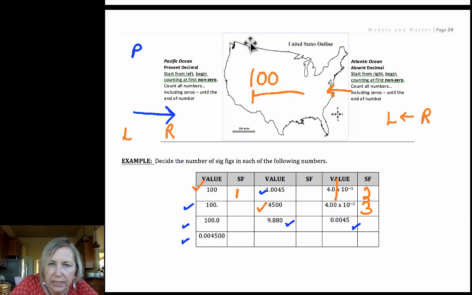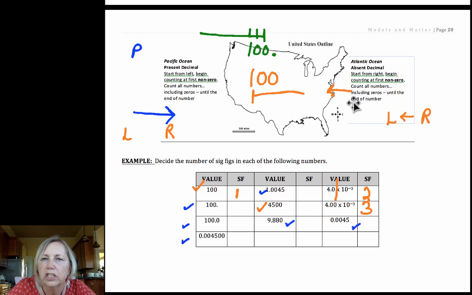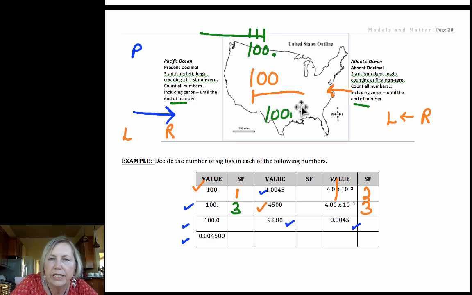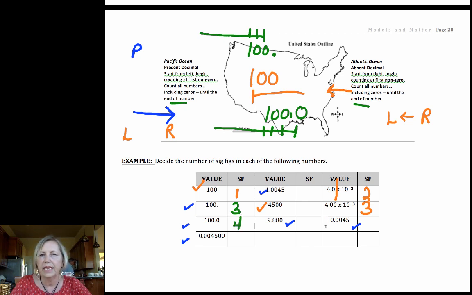Now, if I put a decimal point after that, now I have a present decimal. I'm going to start at the left and go to the right. You always start at your first non-zero. The rule's the same for both directions. 1, 2, 3. Once you start counting, you don't stop until you're at the end of the number. So this has 3. If I had 100.0, decimal present, start from the Pacific side, start at your first non-zero: 1, 2, 3, 4. So this has 4.